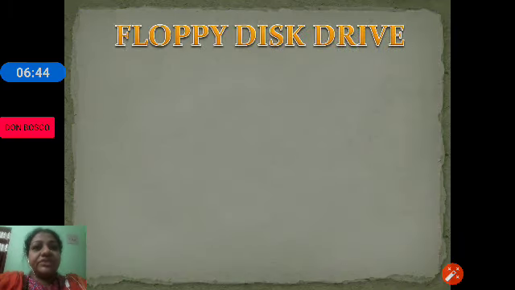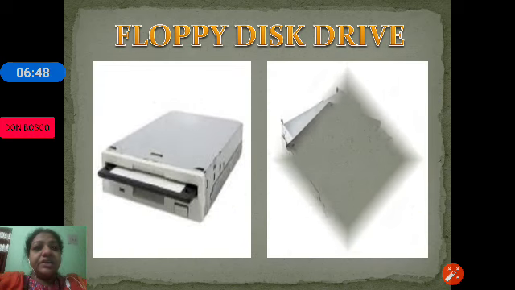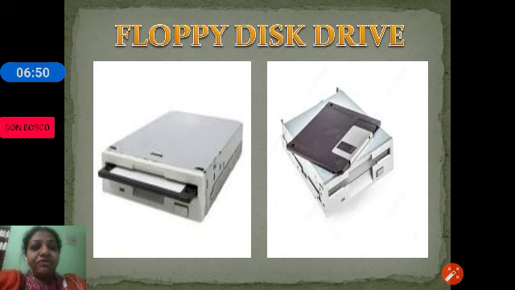The next storage device is the floppy disk drive. In the previous example we saw the floppy disk, and now we are seeing the floppy disk drive. To access the data stored in a floppy disk, we require a device, and that device is the floppy disk drive. The floppy disk stores the information. To access the information or to play the floppy, we need a floppy disk drive.